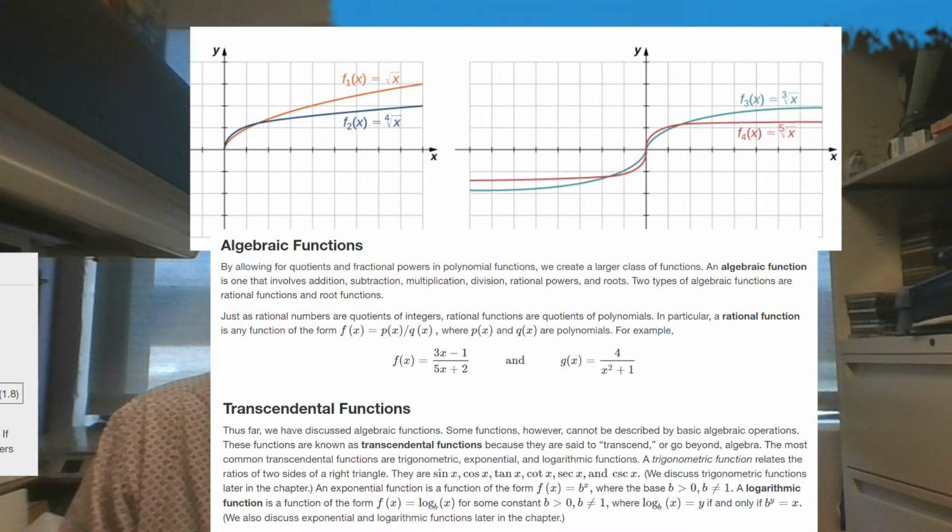Not in this section, but in the next section when we start studying trigonometry, and in the section after with exponentials and logarithmic functions, we're going to get introduced to what are called the transcendental functions. And those functions involve these things that are not algebraic.